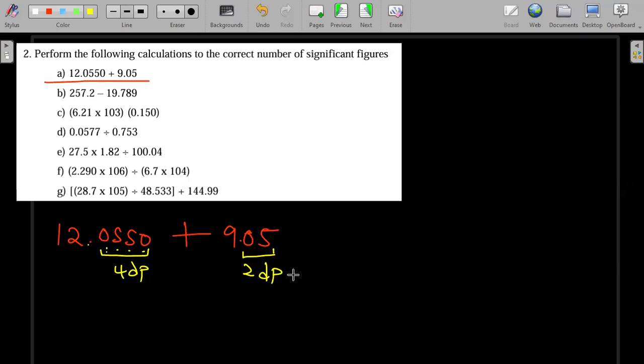So what this means is that when you just type the numbers into the calculator, the answer that you're going to get is, let me do that. Okay, so the answer that I'm getting when I add this and this on my calculator is 21.1050. Okay, so this answer here has 4 decimal places. It has 1, 2, 3, 4 decimal places.